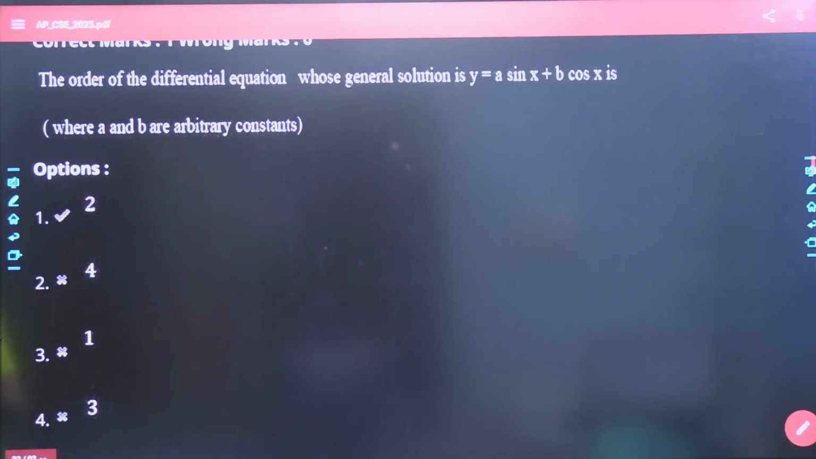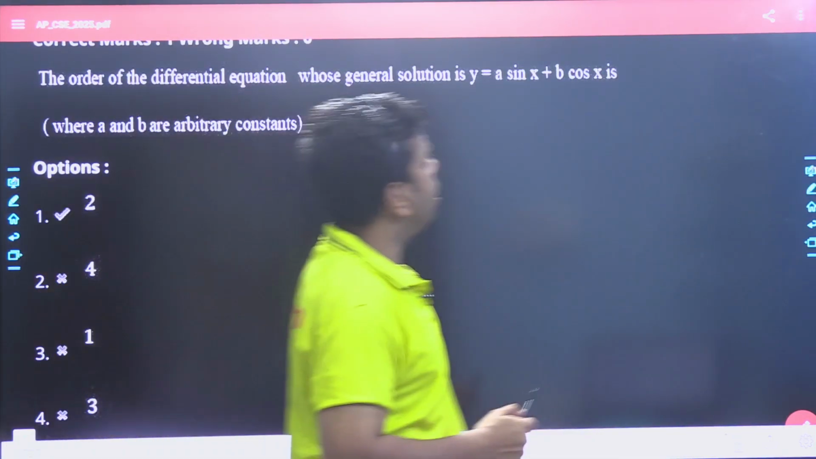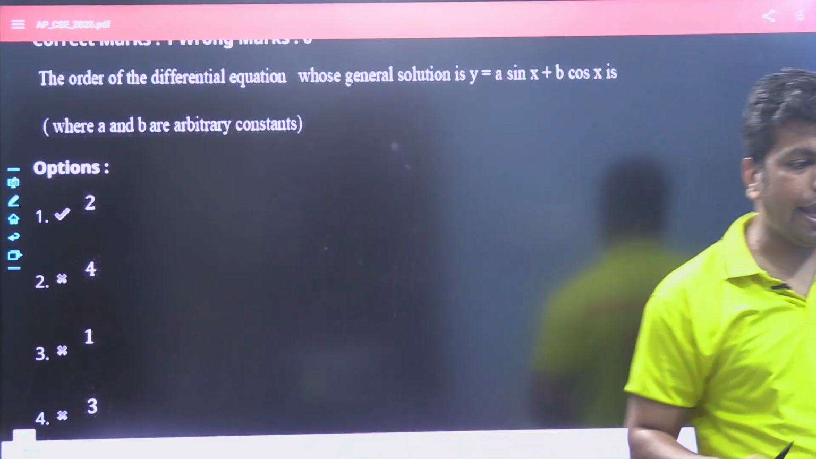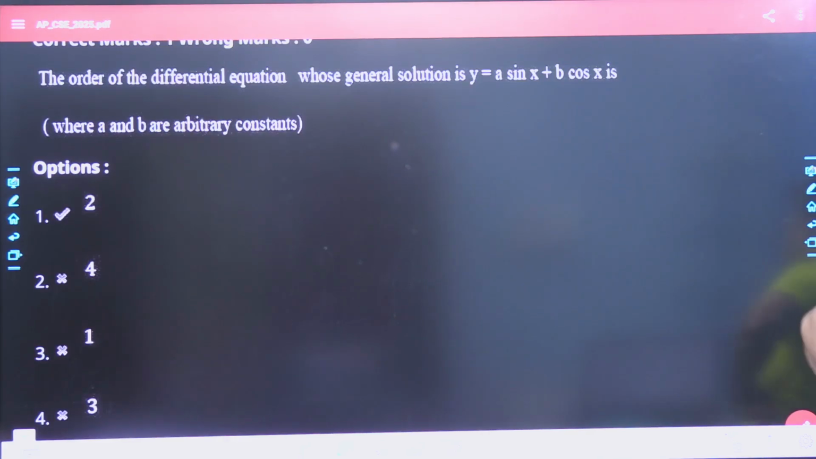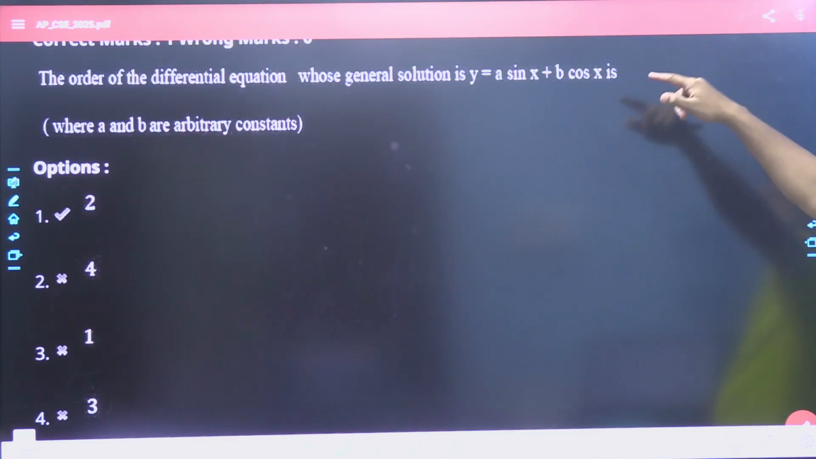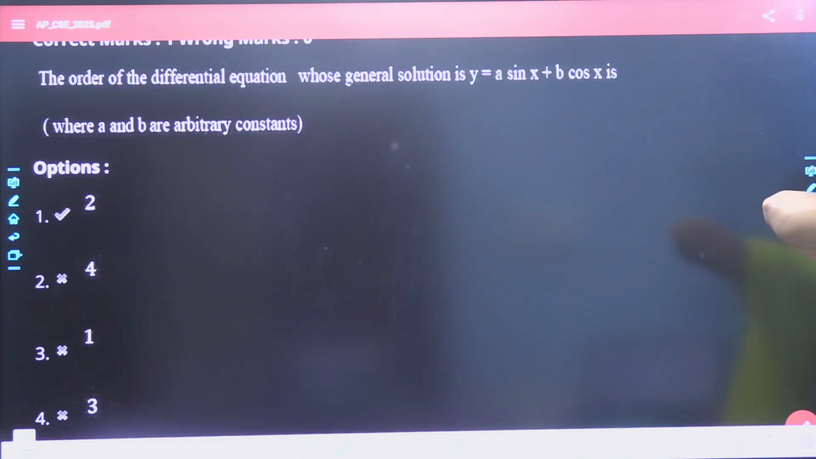Let's move to question number 45. The order of the differential equation whose general solution is y equals a sin x plus b cos x is what? The order of the differential equation whose general solution is this. So what can we say?